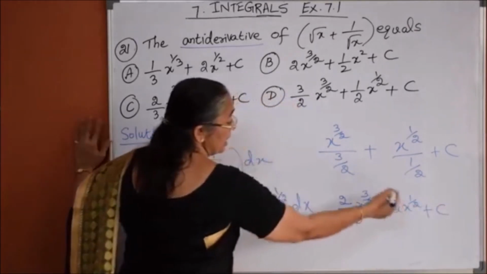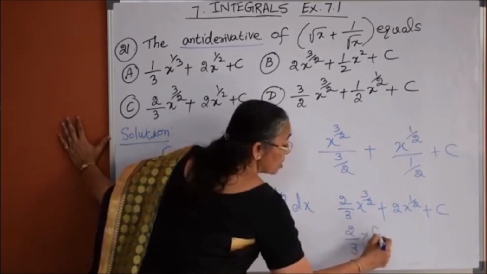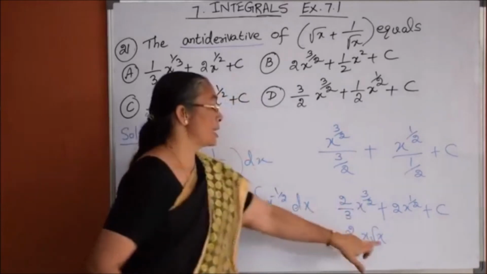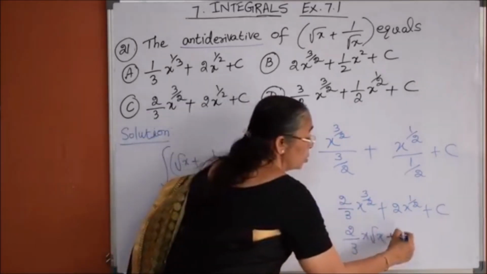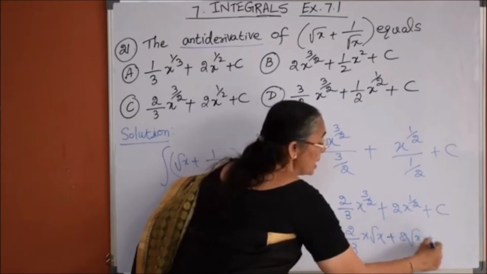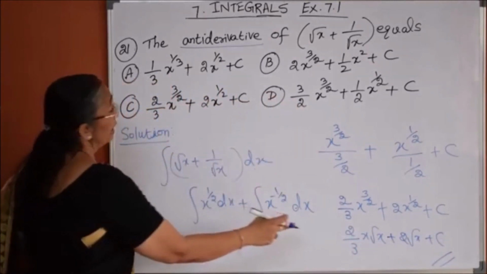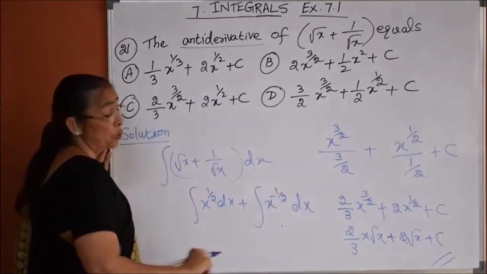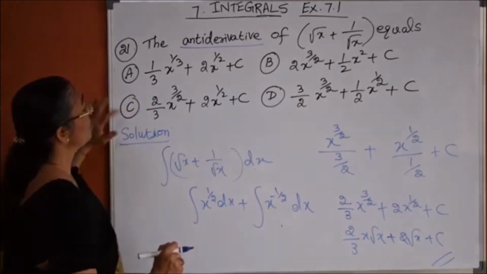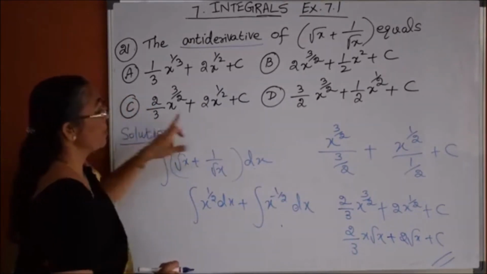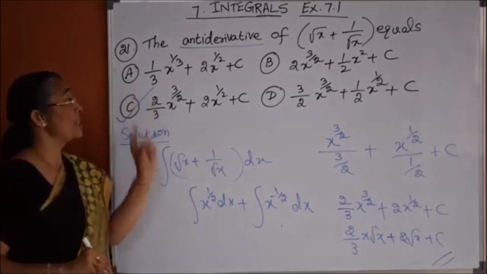Even we can give this answer as 2 by 3 of x root x, since x power 1 into x power half is x power 1 plus half, x power 3 by 2, plus 2 root x plus c. So, I think we have to check the MCQ, which one is correct in this. So, 2 by 3 of x to the power of 3 by 2 plus 2x to the power of half plus c, which is the third option. Option C is our answer.